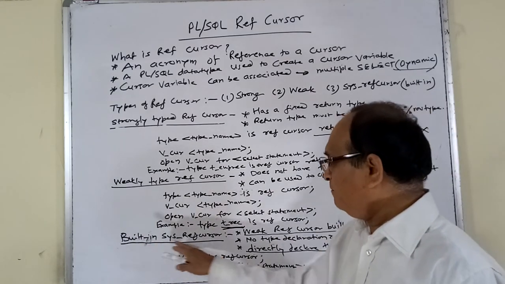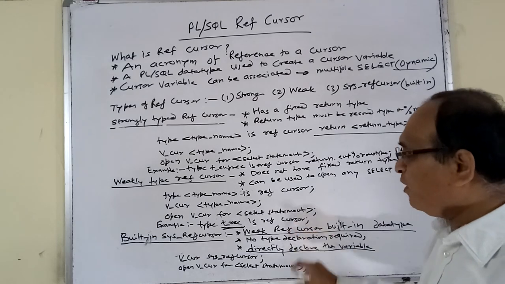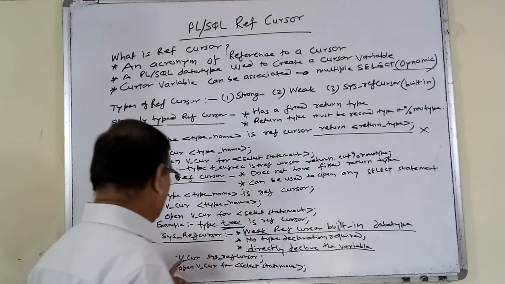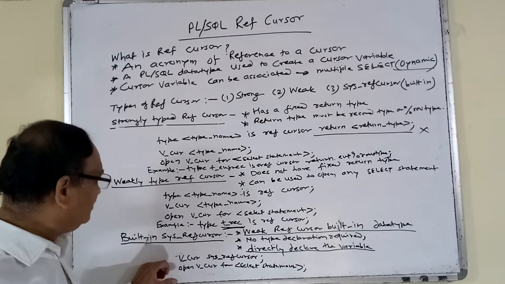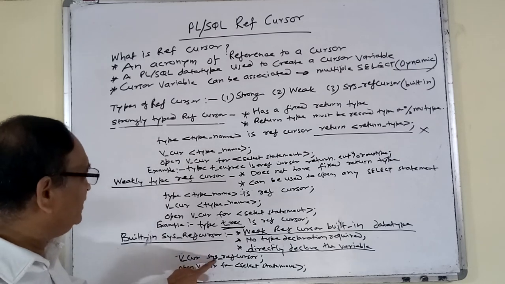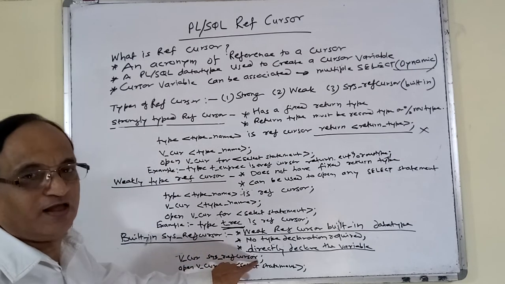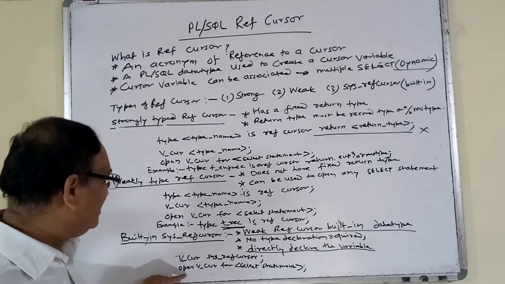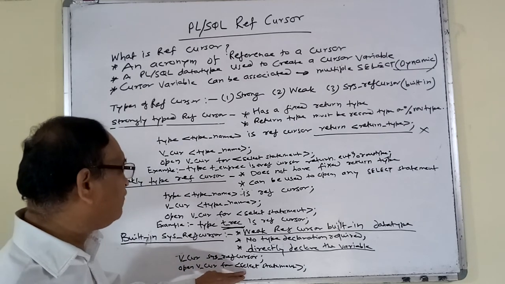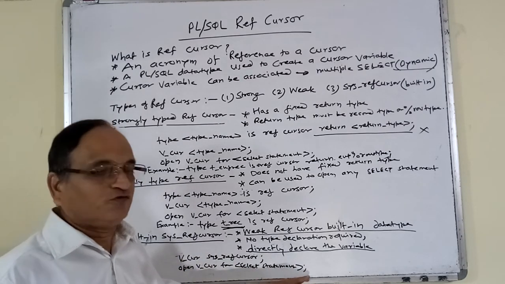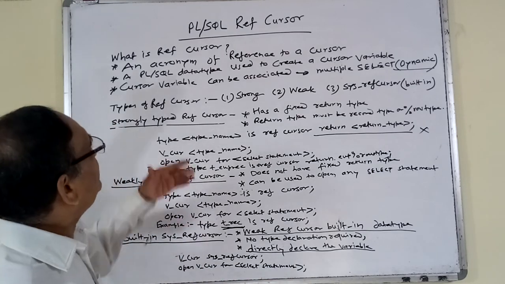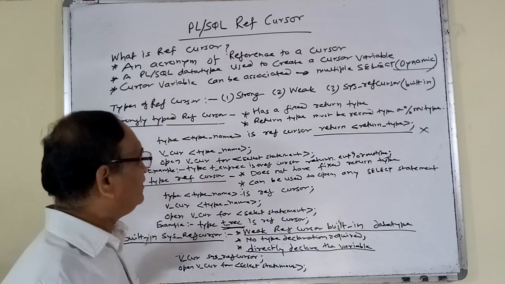So the built-in ref cursor has these properties. There is no type declaration over here. You can see v_car has just been declared as SYS_REFCURSOR. No type declaration is there, and then we can just say open v_car for some select statement. So this is how the three types of ref cursors are there.